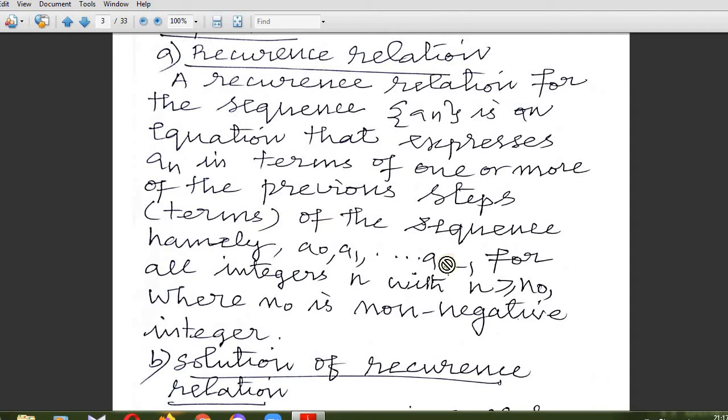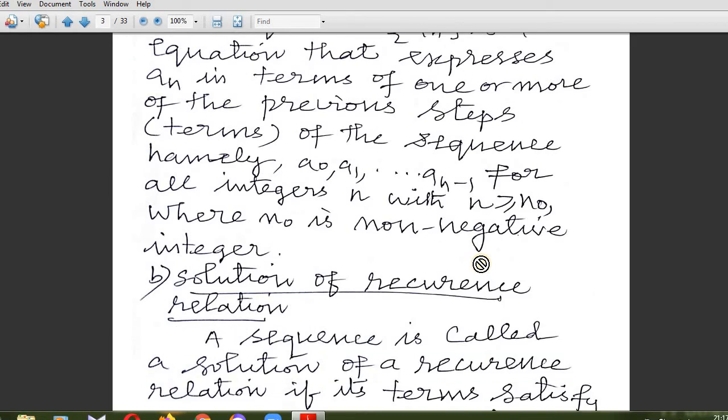Of the sequence a naught, a1, ..., an minus 1, for all the integers n with n greater than or equal to n naught. n naught is the initial element. So a recurrence relation is a relation connected to a sequence such that the next successive elements, take for example a1, a2, a3, are obtained from one or more previous terms.